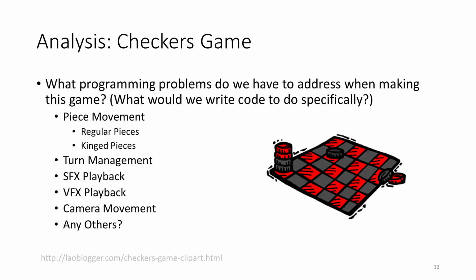What programming problems do we have to address when making checkers? What do we write code to do? Assuming we aren't writing any of the graphical code and are instead using an existing engine like Unity 3D or Unreal, we might consider piece movement, turn management, sound effect playback, visual effect playback, camera movement, and possibly a few other things.